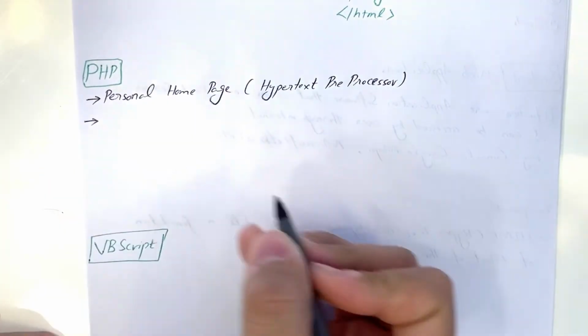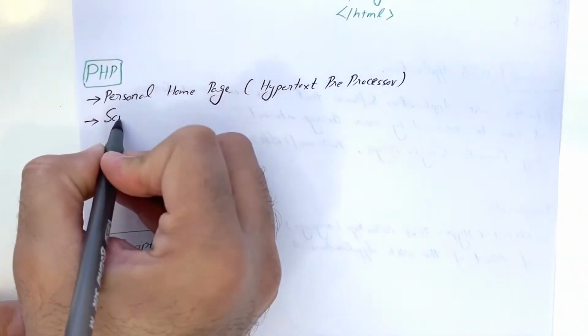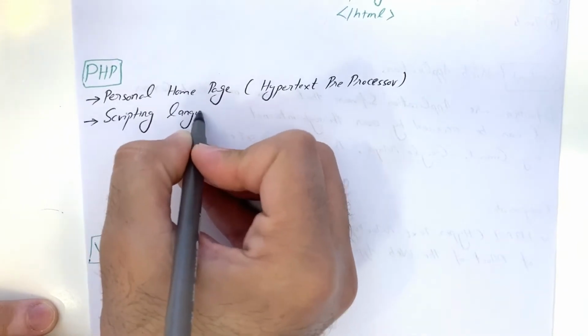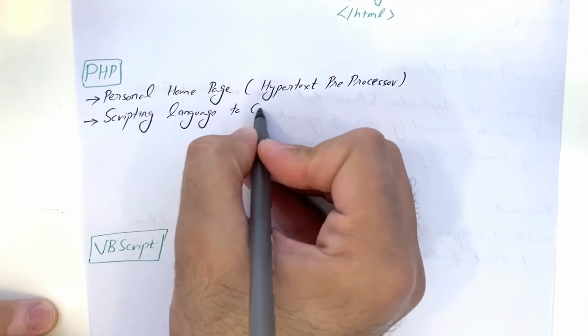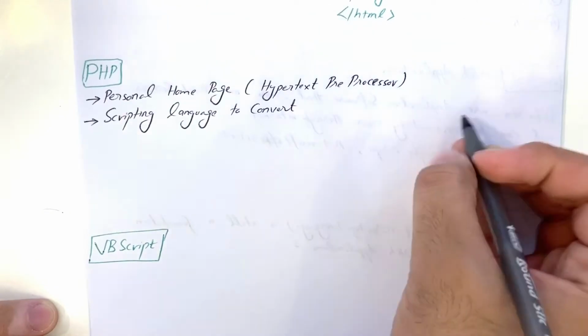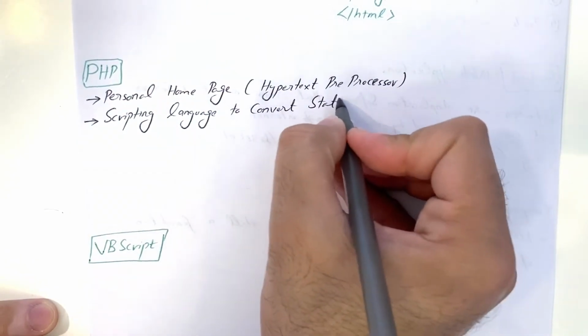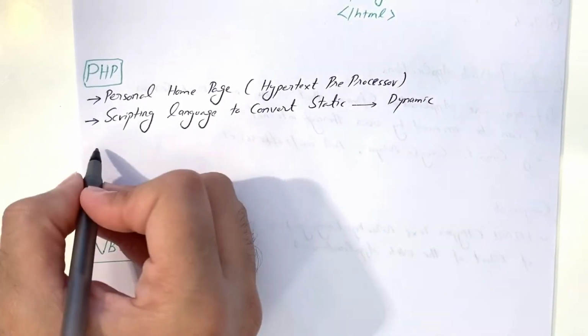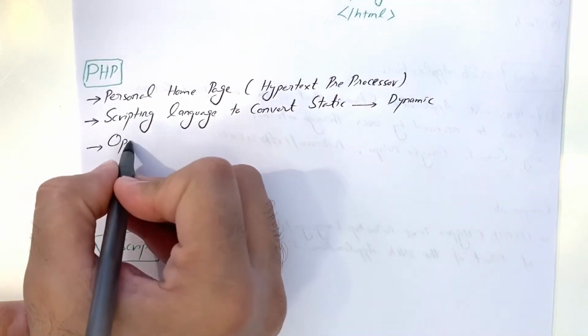So what is basically PHP? PHP is basically a scripting language, an open source scripting language, and we use this scripting language to convert a static page into a dynamic page. Okay, so it's basically a scripting language to convert a static web page into dynamic.